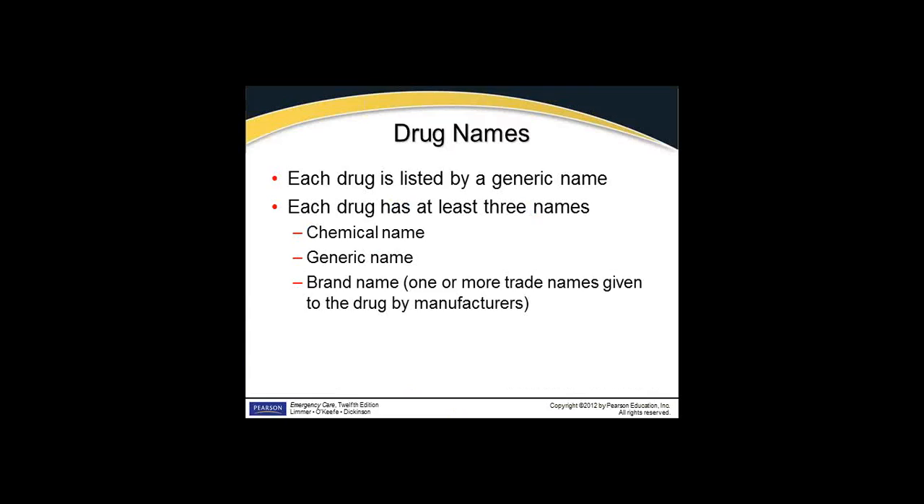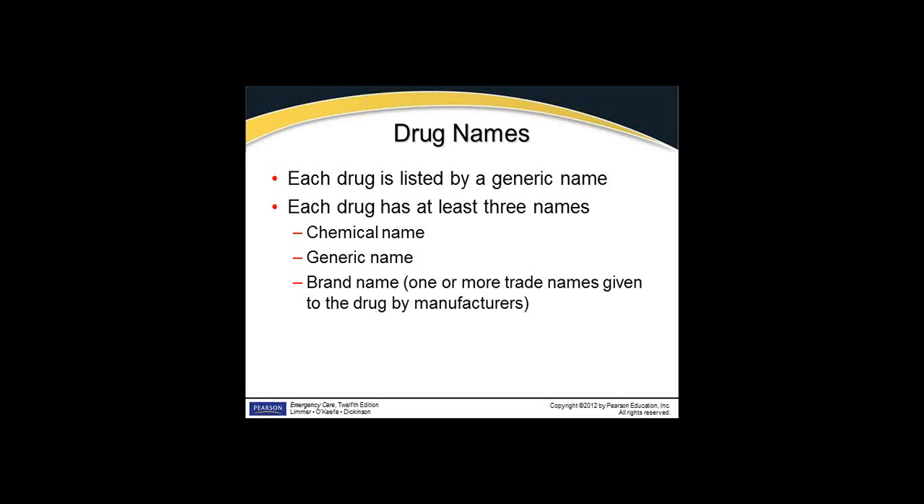So let's talk general information about medications. Each drug is listed by a generic name, and then each drug has at least 3 names, being the chemical name, the generic name, and the brand name. We tend to use the generic name in EMS, and I encourage you to use the generic name. Chemical names are usually about 500 letters long and can be very difficult for people to remember.